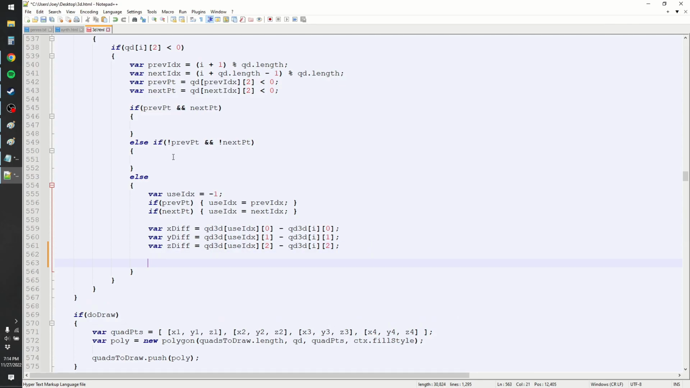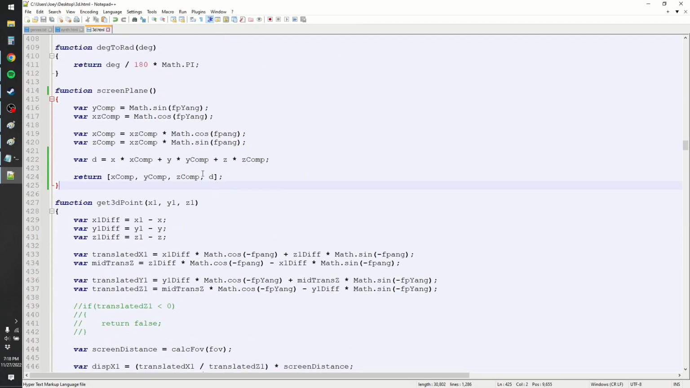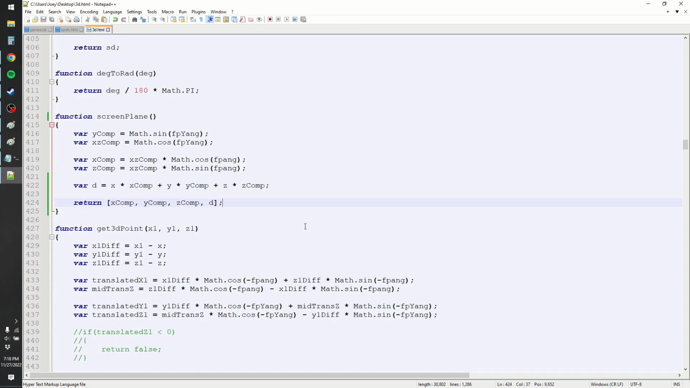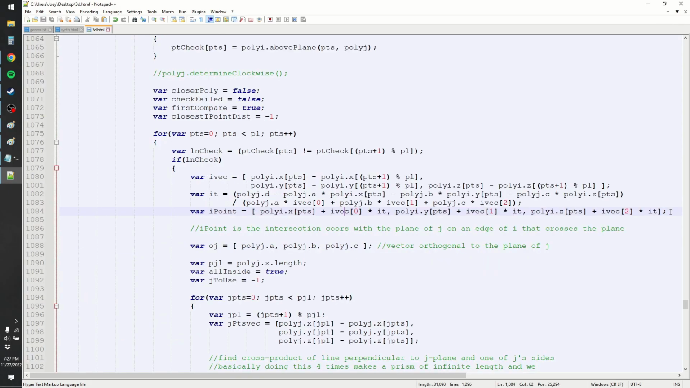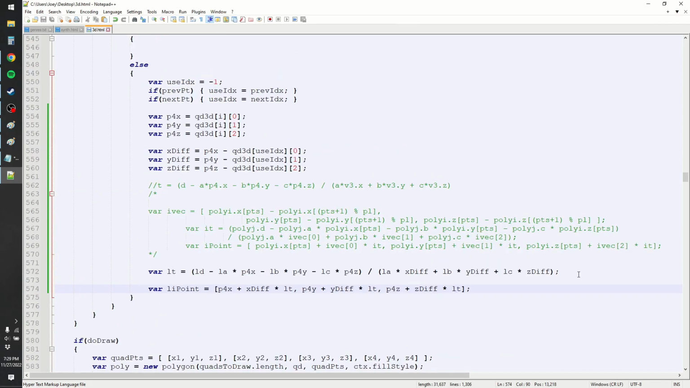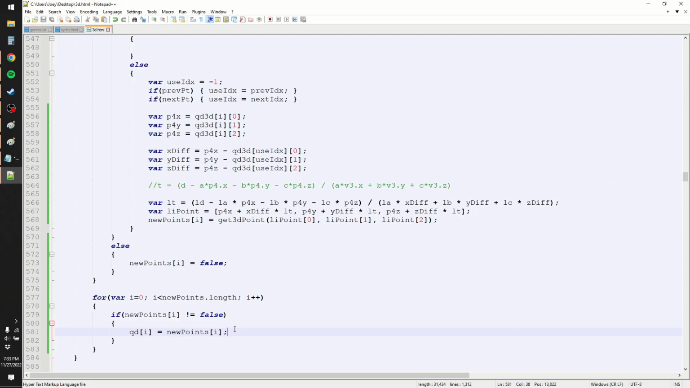What's the formula for finding the intersection of a line and plane again? I forget already. Here we go. All right, let me just copy this. Okay, so now I can call the screen plane function. That will give me A, B, C, D. There, that gives us our t value. So then what do we do from there? Well, let me just copy all of this. And now we have a point. Then what do we do once we have that point? I think we just get 3D point again on it. And then that'll set the new points to be what they are.